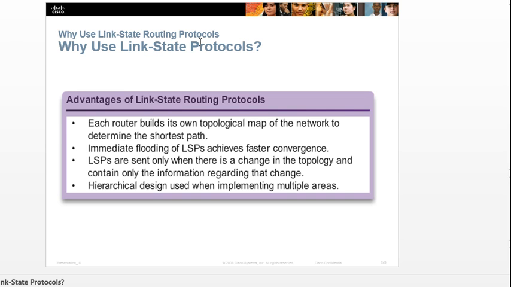So a question that often gets asked is, why use link state protocols? Well, because each router builds its own map to determine the shortest path, and the immediate flooding of these LSPs means there is faster convergence. LSPs are only sent when there is a change and only contain the information regarding that change. So once a network has converged, we're not going to send all that data again. We're only going to send what has changed between the connections.